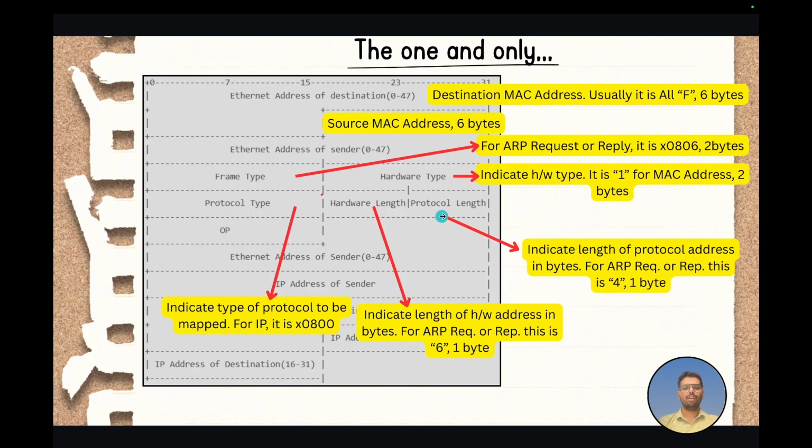Now protocol length indicates the length of the protocol address in bytes. For ARP request or reply, since we use an IP address to map to a MAC address, and the length of an IP address is 4 bytes, it is usually 4, and the length of this field is 1 byte. Over here the hardware address length, that is the MAC address, is usually 6 bytes, which is why the value is kept at 6. So you can get an idea about the fields like this.